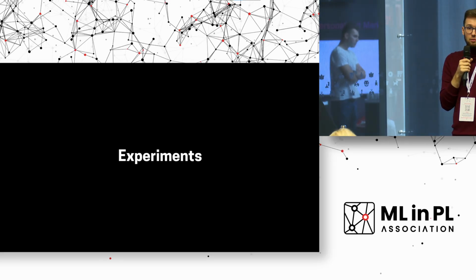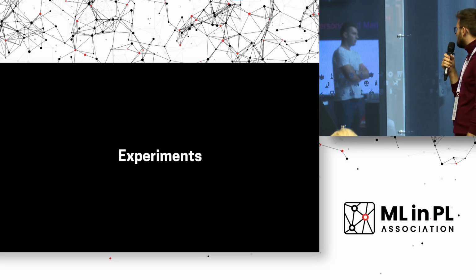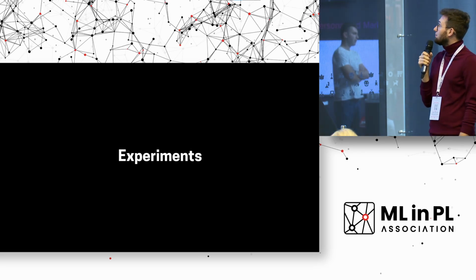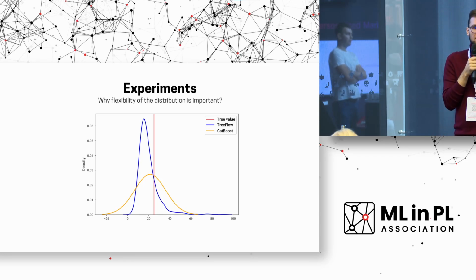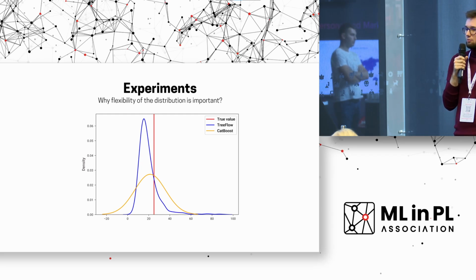Okay, so that was the method part. Let's briefly discuss the experiments. Probably the first question that we might ask, because I mentioned multiple times that we are focusing on the modeling of the complex distribution, is what's the difference and why is that important?